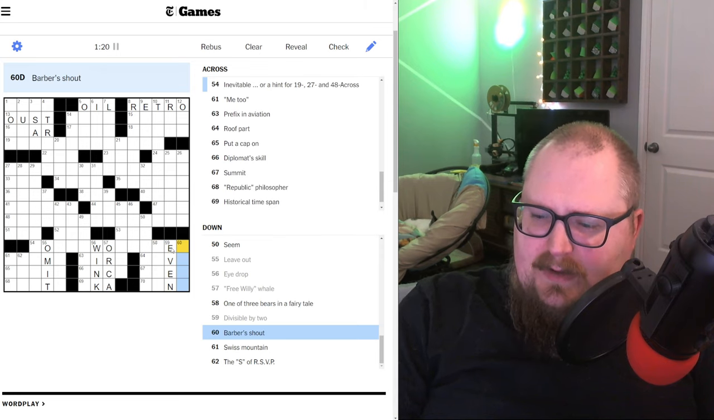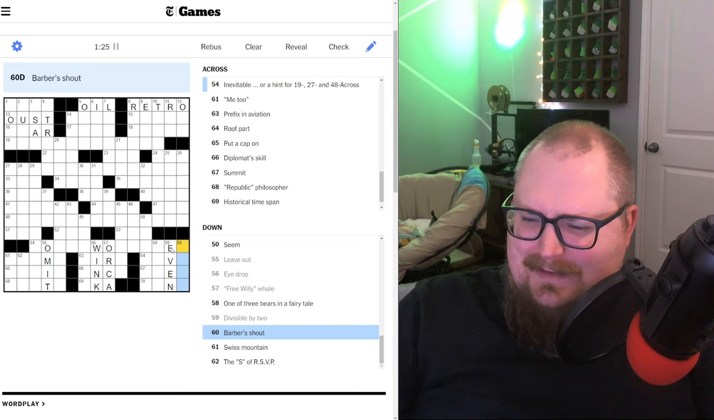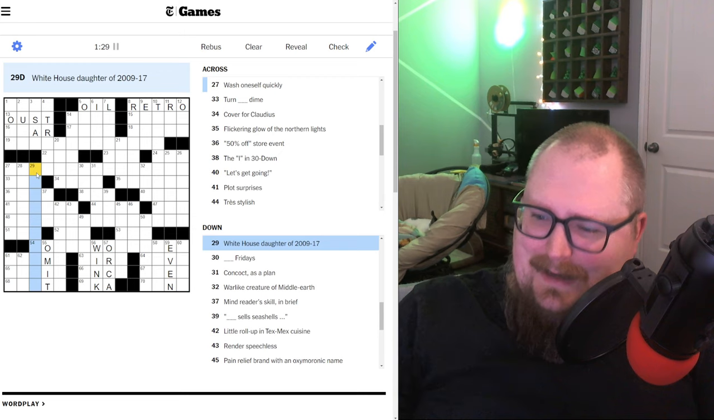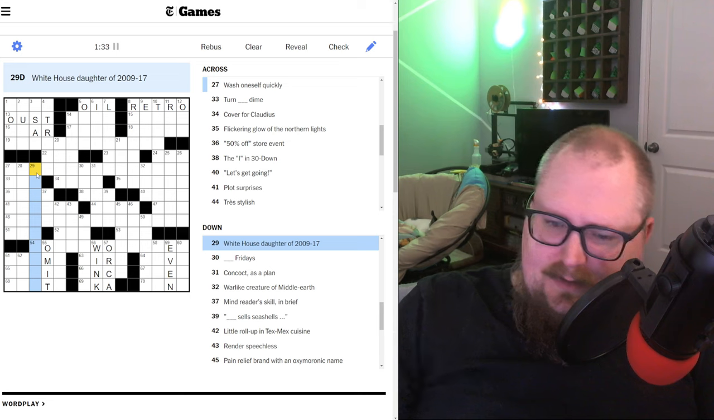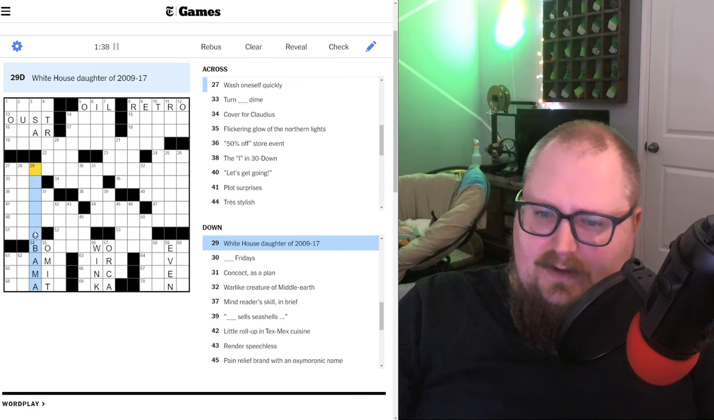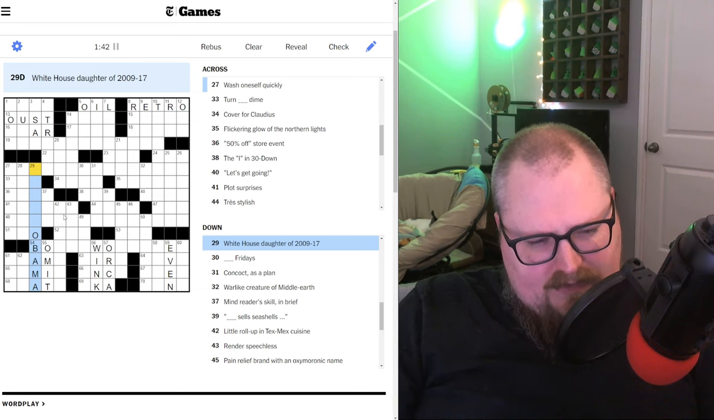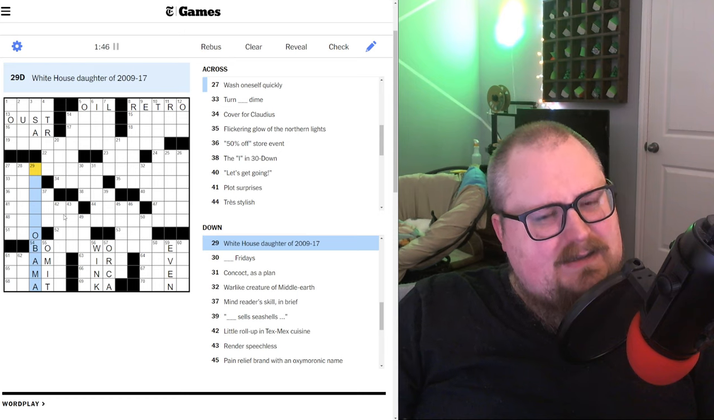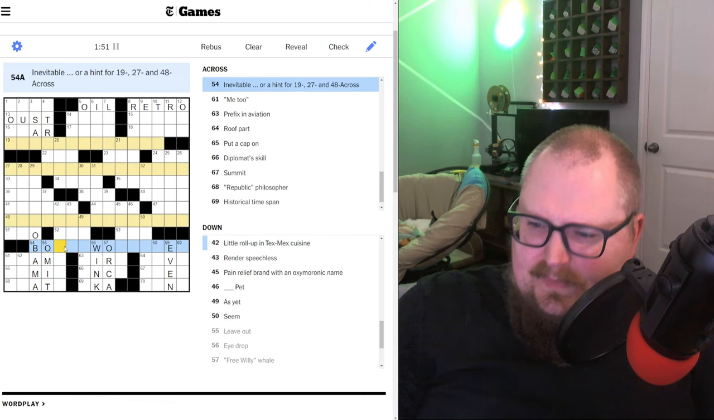Barbers shout. What do barbers? Barbers don't yell. What the hell? I don't know what that's supposed to be. White House daughter from 09 to 17. That's going to be one of the Obama kids. So we'll just fill that in. What were his kids' names? I want to say like Malia or Malika or something like that. And then there was an older sister. I don't remember. Anyway, let's see.